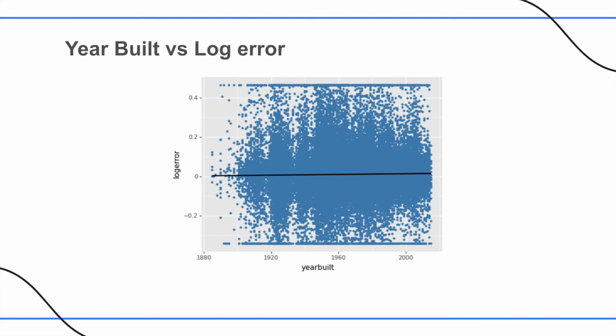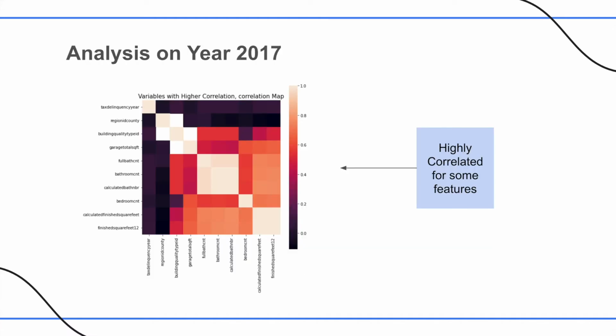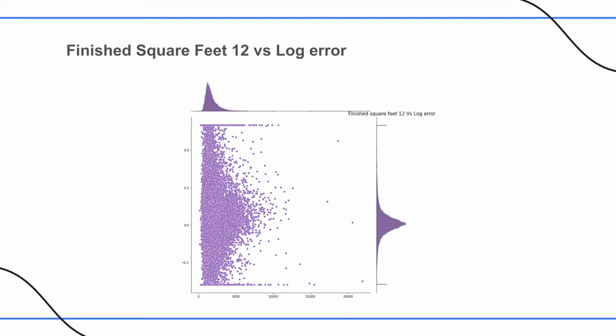As for the year built, there is no clear trend between the log error and the year the building is being built. The log error is equally distributed between the years. Moving on to the analysis of year 2017, when compared to 2016, the important variables are not as highly correlated. However, there are still some variables that are very highly correlated. Further analysis will be conducted.